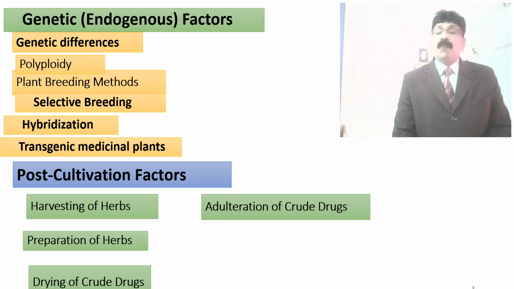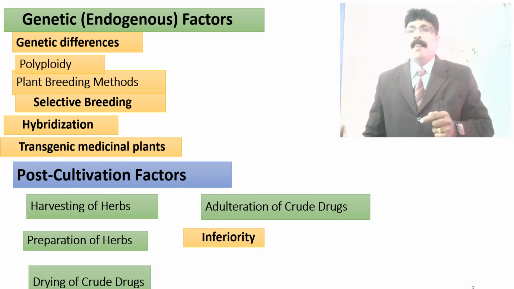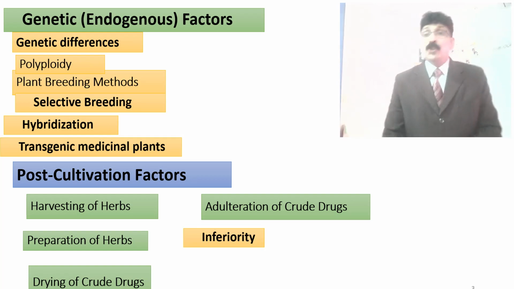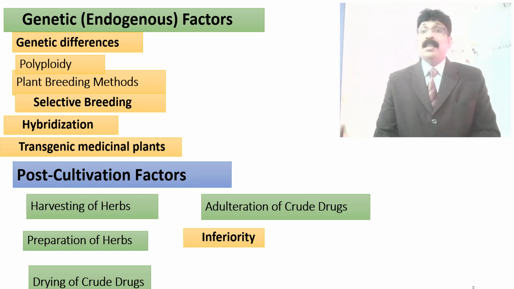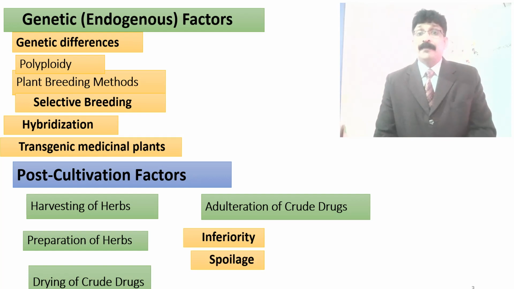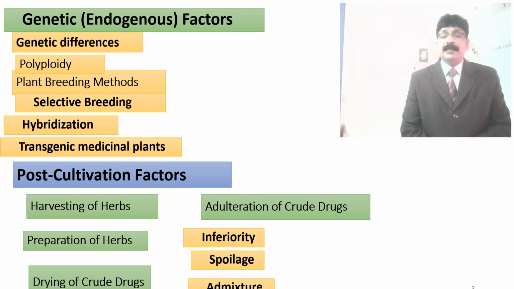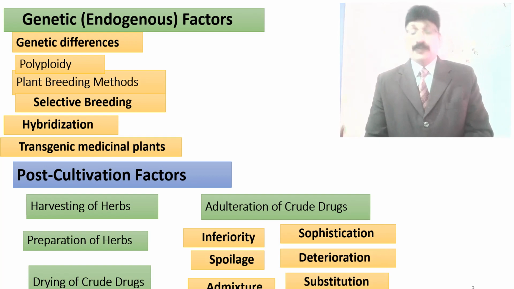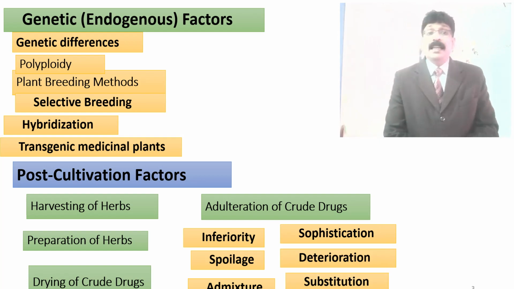adulteration of crude drugs. We have a separate chapter on adulteration, but still some definitions and some things you should know, because it is a post-cultivation factor which causes variation in the plants. So adulteration of crude drugs includes inferiority or inferior drugs, spoilage, admixture, sophistication, deterioration, and substitution. All these come under post-cultivation factors which cause variation in the plants.